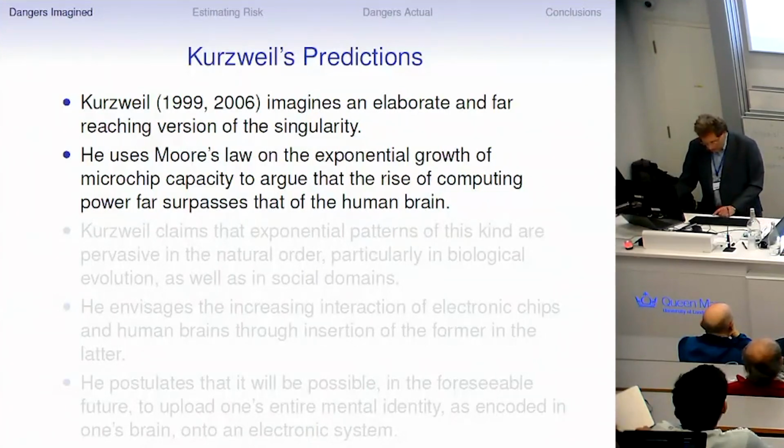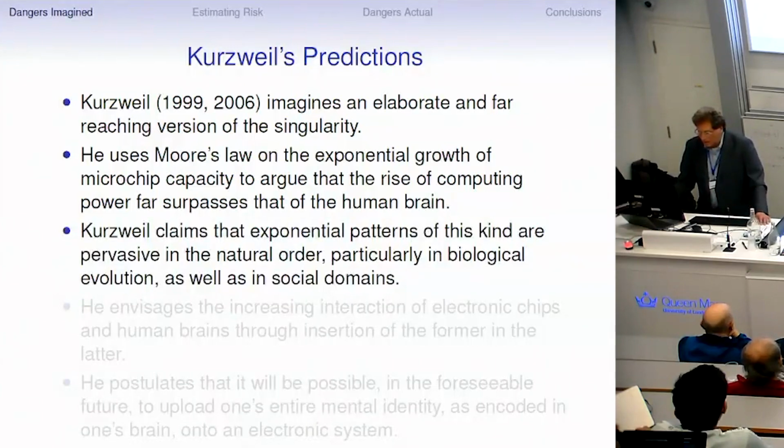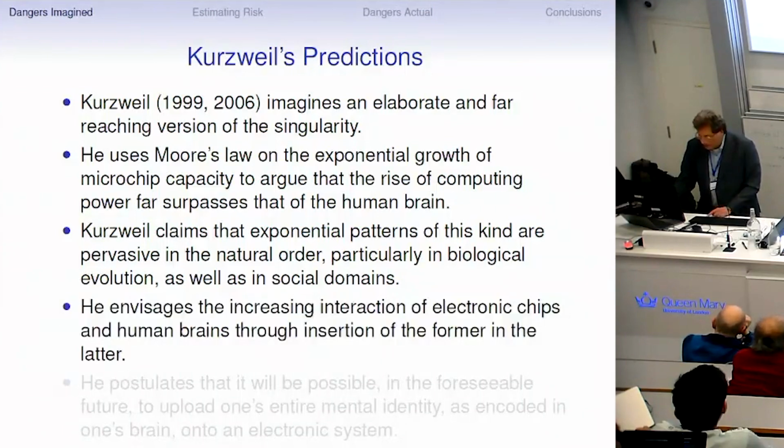And he claims that this exponential pattern is actually pervasive in the natural order and in particular in biological evolution, but it's also present in social domains. And what he envisions as a result of this is an ever-increasing interaction of electronic chips and human brains. So he's taking Vinge's idea and pursuing it to a more extreme conclusion. He envisages these chips being inserted into the brain, but he also imagines nanorobots, which are intelligent, entering the bloodstream and contributing to cognitive enrichment of the brain that way.